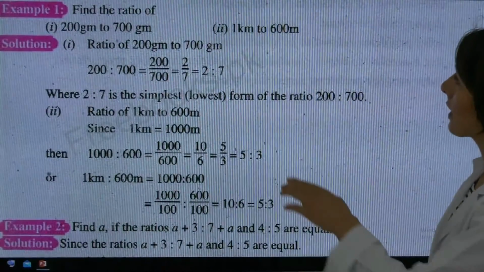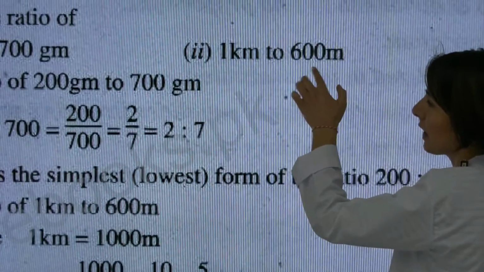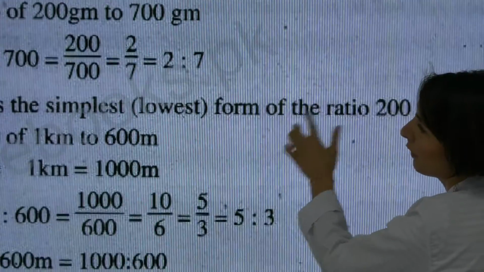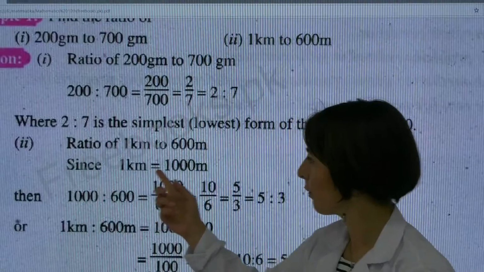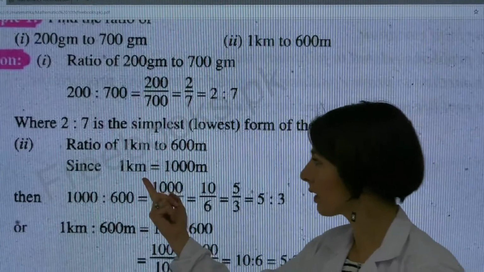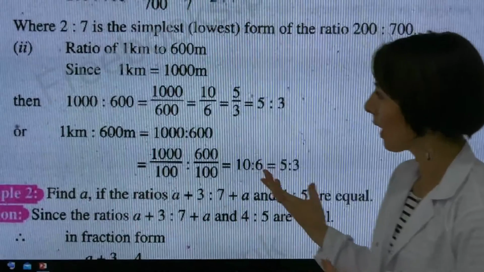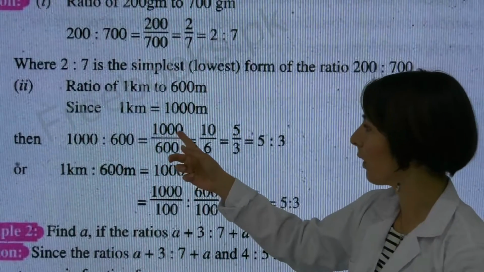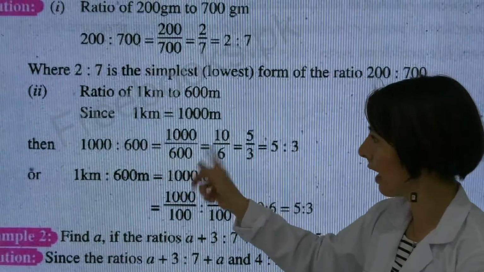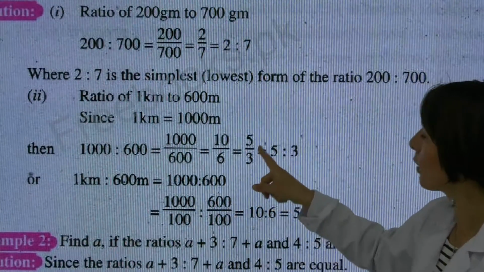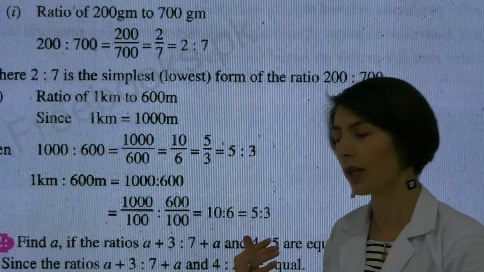In this example, 1 kilometer to 600 meters, it's a bit different. I should convert kilometers to meters. I know that 1 kilometer equals 1,000 meters. So in this case, my ratio is going to be 1,000 over 600 equals 10 over 6 because I have simplified here, equals 5 over 3 equals 5 to 3. So this is my ratio here.